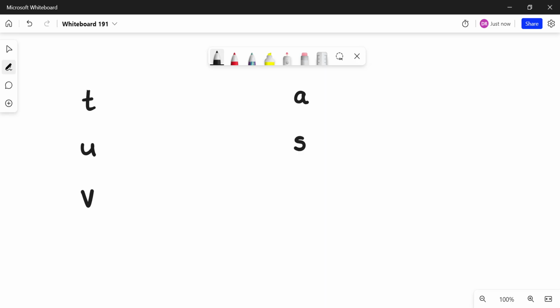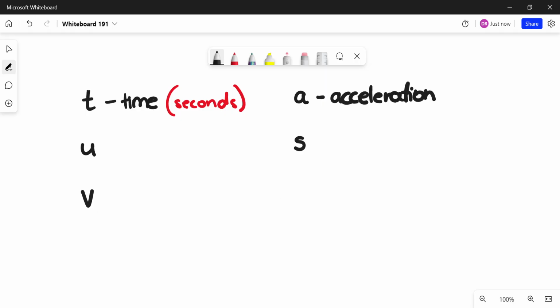So firstly, the variable T is representing time, as you could probably imagine, and time is going to be measured in seconds for us. So the SI unit or standard unit for time is seconds, and that's what we're going to be looking to use throughout the questions that we're doing. I'm going to jump across here to A, and A, as you might imagine, is representing acceleration. And we'll come back to what that represents for us shortly. Acceleration is measured in meters per second squared, or you might also see that represented as m/s^-2, which is representing the same thing. And we'll come back to that shortly, as I said.